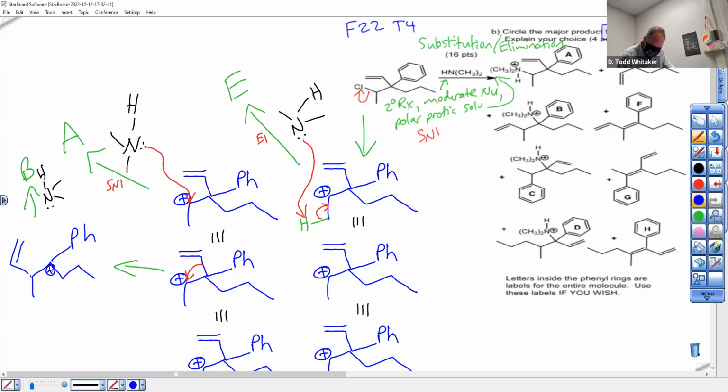And I just needed to look at product B to figure that out, right? Duh. Dr. Whitaker, use your brain. B's got the nitrogen on the carbon with the phenyl. So the cation had to be that carbon.